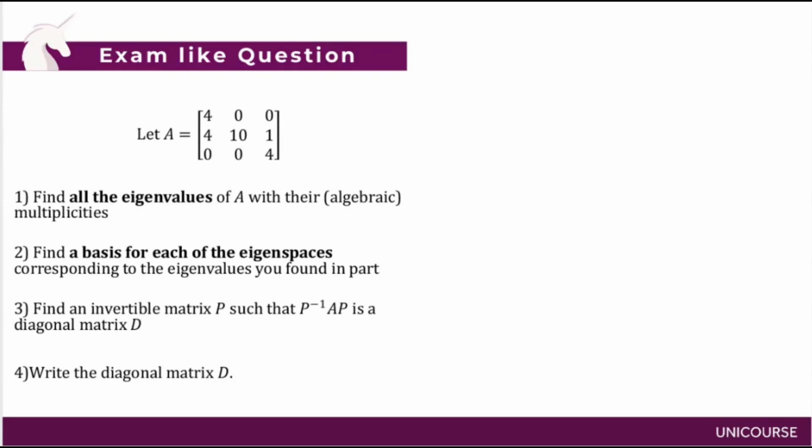Hello, in this problem we're given a 3 by 3 matrix A, and the first part asks us to find all the eigenvalues of A together with their algebraic multiplicities. To do that, we need the characteristic polynomial of A. We write it like this: determinant of A minus lambda times the identity equals 0.